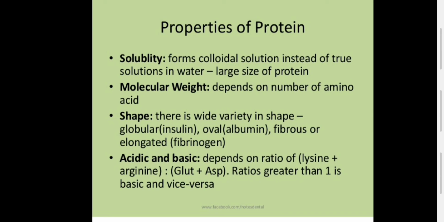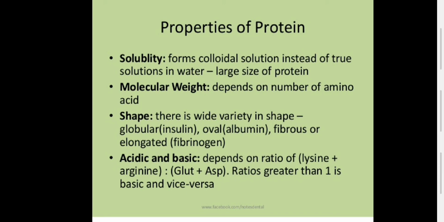Let's define first solubility, which is a property of proteins. It forms a colloidal solution instead of a true solution in water, because of the large size of proteins. So that is the solubility. Next, we have molecular weight. Molecular weight depends on the number of amino acids, the structural formula or structural form of an amino acid. So that is the molecular weight.